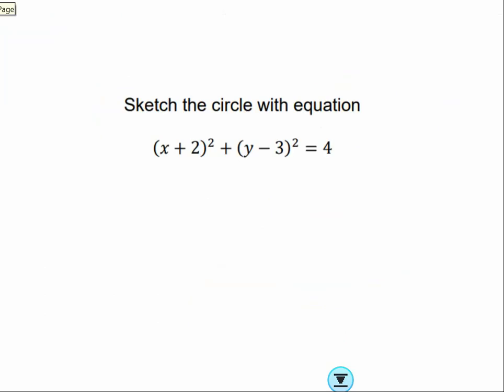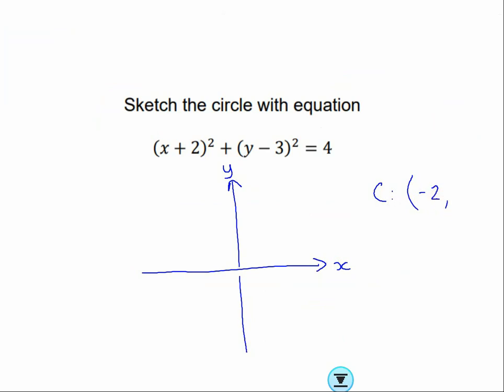Now, 2 more things we're going to talk about is if we're going to sketch the circle with this equation. So, sketch, draw your axes, x and y. The centre, well, we've got a transformation of 2 left, so my centre is going to be minus 2 in the x. We've got a transformation of 3 up, so the centre is going to be somewhere like minus 2, 3. I'm going to put that on here as minus 2, 3. Now, the radius squared is 4, so the radius is 2.